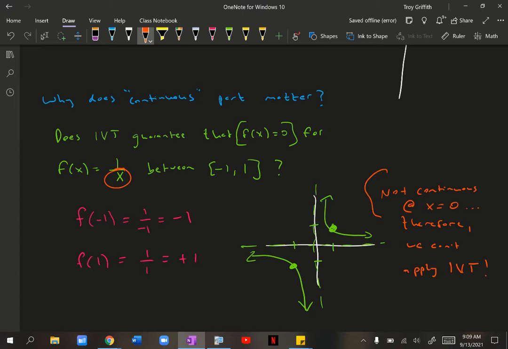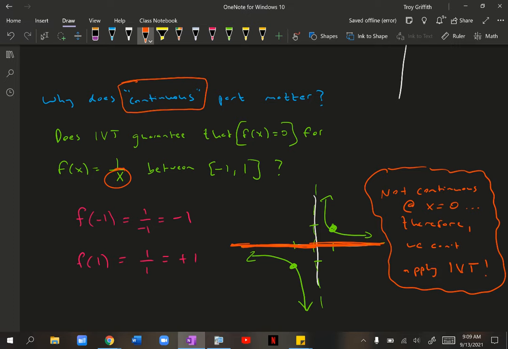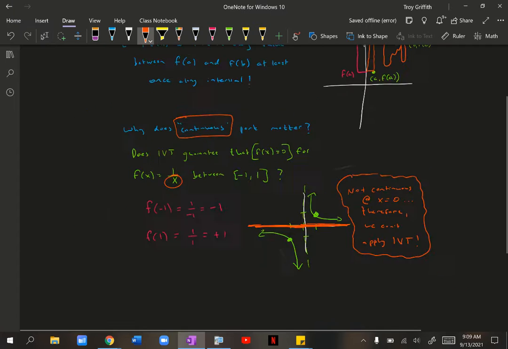Okay, so that means that the intermediate value theorem does not guarantee a solution where we touch a y value of 0 between -1 and 1 due to the fact that we're not continuous over that interval. So the continuous part really does matter here, and we have to state that continuous part first. We have to state that the function is continuous before we can start using the intermediate value theorem.